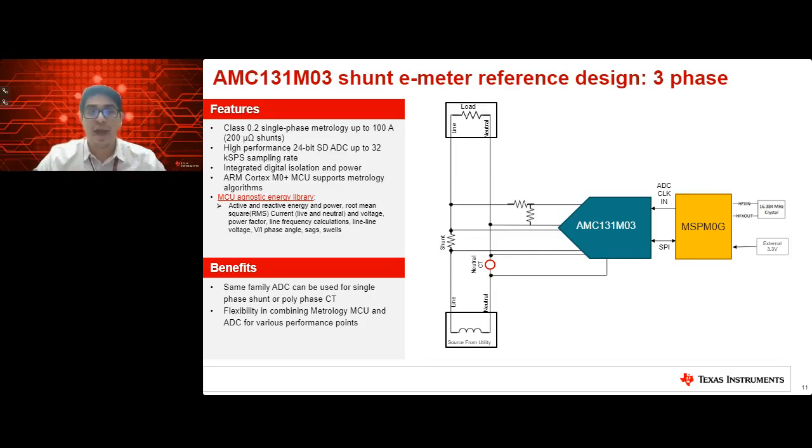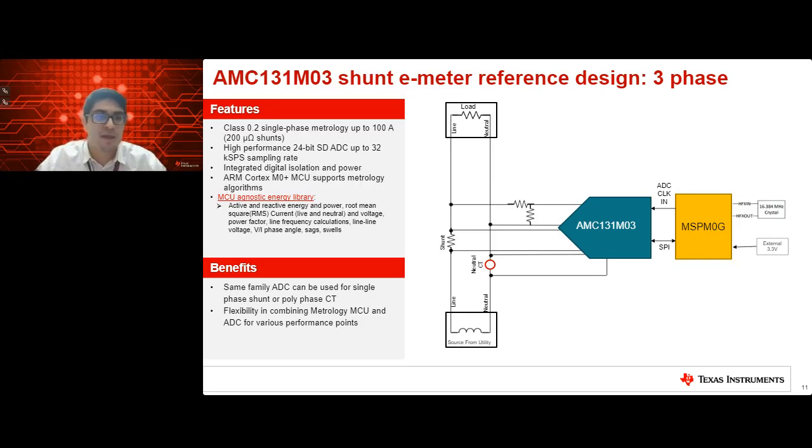And then on this actual reference design, you'll notice that it's very similar to the solutions that Jyah was showing. What we were showing here is that you can actually use one of the newest microcontrollers that we have at TI coming out, the MSP-M0G, and we have an entire MCU-agnostic energy library that basically shows you how to do active and reactive energy and power, the RMS current and voltage, power factor, line frequency calculations. All of this is within our energy library that already comes on our reference designs when you get them from us. And it allows you to evaluate the AMC-131 or really any of the precision ADC parts, be able to put power through it and see that the calculations that are coming out are working and that they're the accuracies that you're looking for.